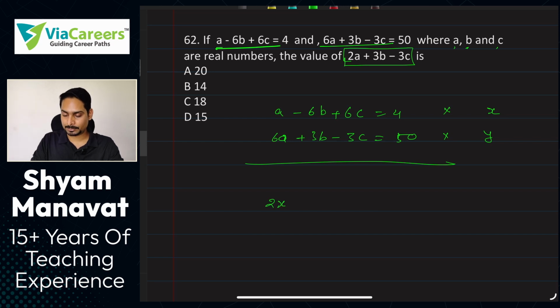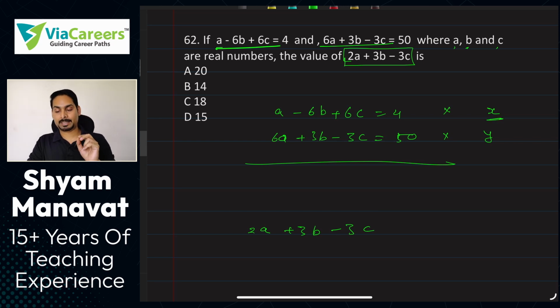Okay, so what we do is we assume, let me write it a little down here, 2a plus 3b minus 3c, which we need to find out. Now let's assume that we multiply by x in equation number 1 and multiply by y in equation number 2, and then we use the elimination method, and finally we are going to get this combination. ऐसा हम assume करते हैं, चलेगा?